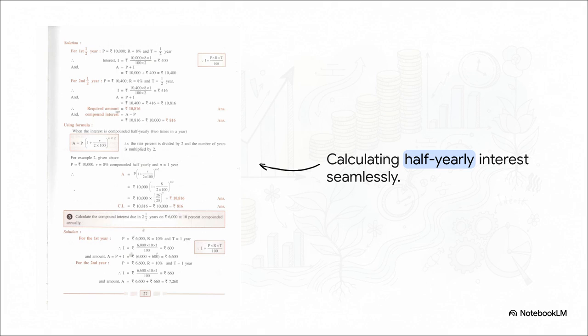Let's look at a quick example. Take 10,000 rupees at an 8% annual rate for 1 year, compounded half-yearly. By dividing the 8% rate by 2, our new working rate becomes 4%. And by multiplying the 1 year by 2, our n becomes 2 periods. That's it. The formula seamlessly handles the new rules without breaking a sweat.